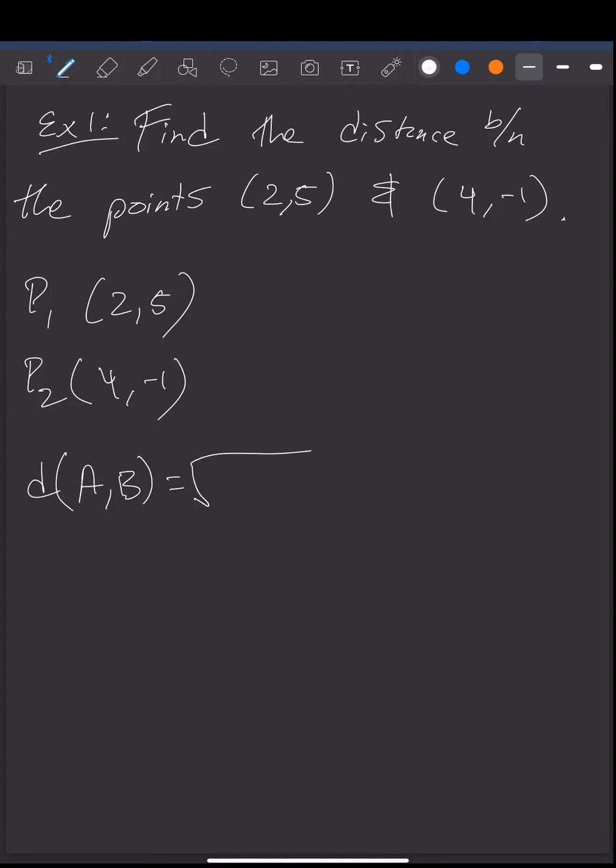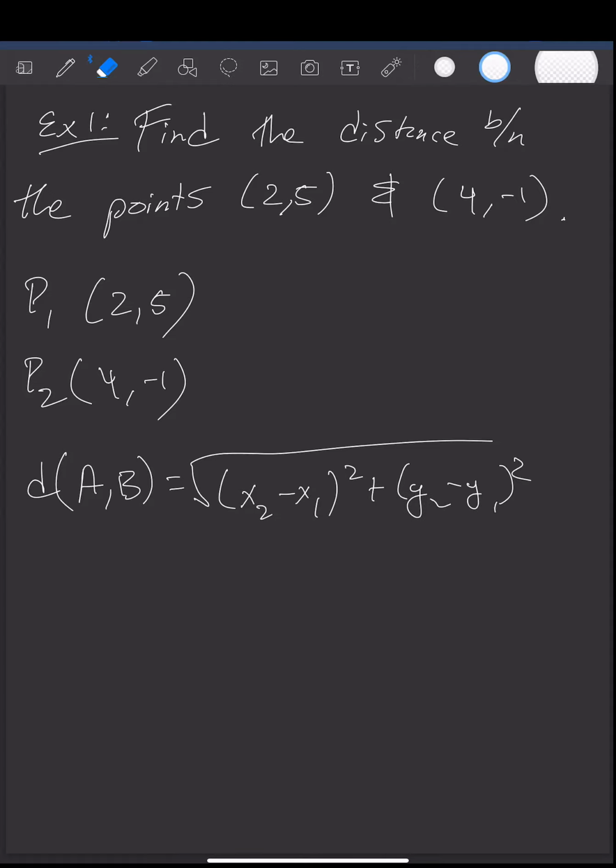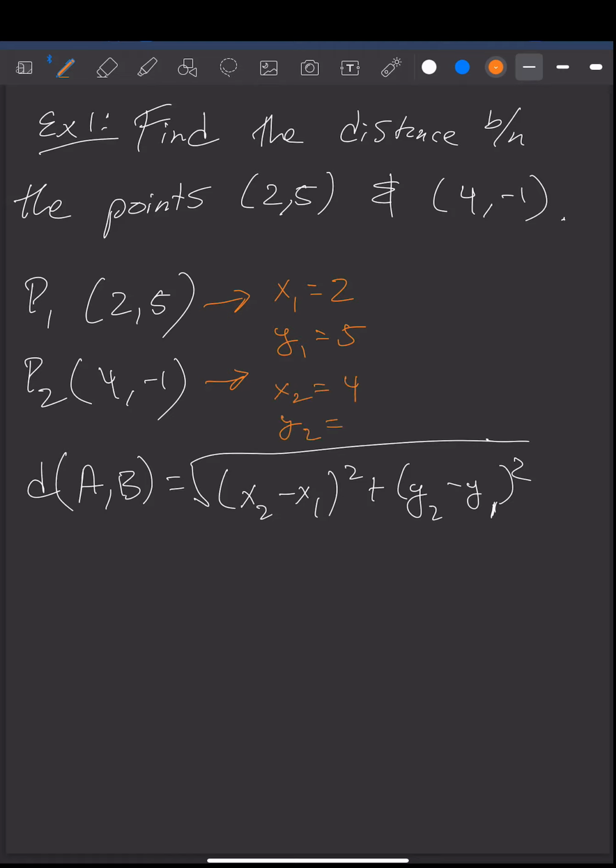which we ended up calling, what is it? x2 minus x1 squared plus y2 minus y1 squared. Let me just erase this 2. There you go. Okay, and it is a 1. All right. So now let's call each by its corresponding x and y. So here x1 is what? 2, right? And then y1 would be 5. Here in point 2, x2 would be 4, and y2 would be -1. Okay, let's just plug in those points in our formula.